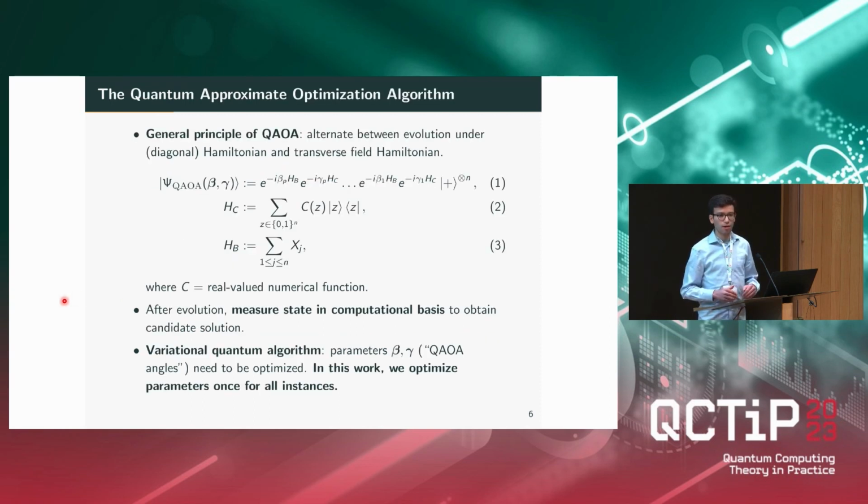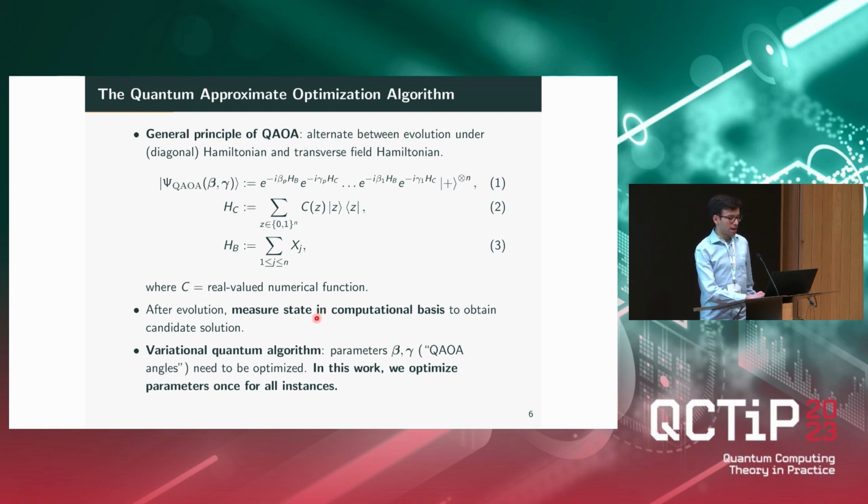Now, how are we going to solve this KSAT problem in this work? Well, we're going to try to apply the quantum approximate optimization algorithm to it, whose principle I briefly recall on this slide. The general principle of QAOA is to alternate between Hamiltonian evolution under a diagonal Hamiltonian, encoding the constraint satisfaction problem, or the optimization problem, if you prefer, and a transverse field Hamiltonian, that's this H_B. And evolution times are commonly denoted by gammas and betas. So gamma for the problem Hamiltonian and beta for the transverse field Hamiltonian.